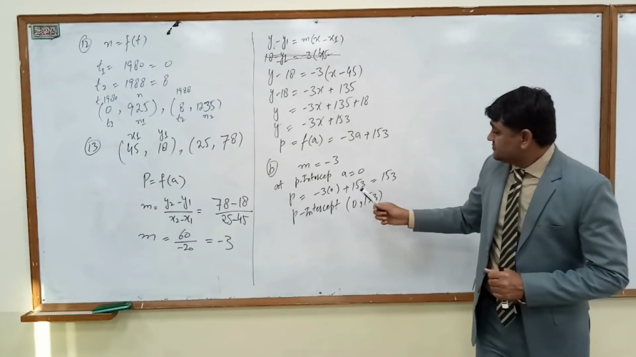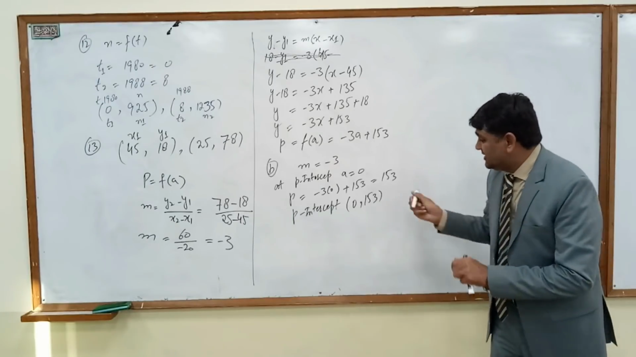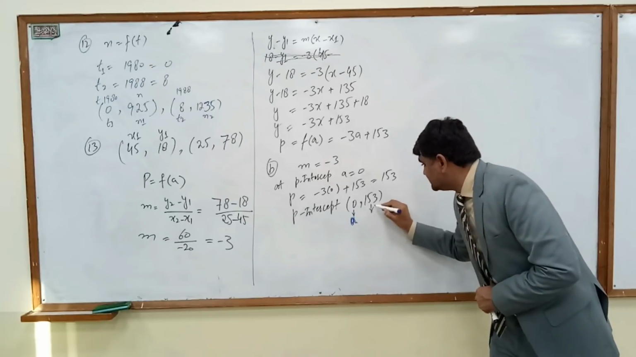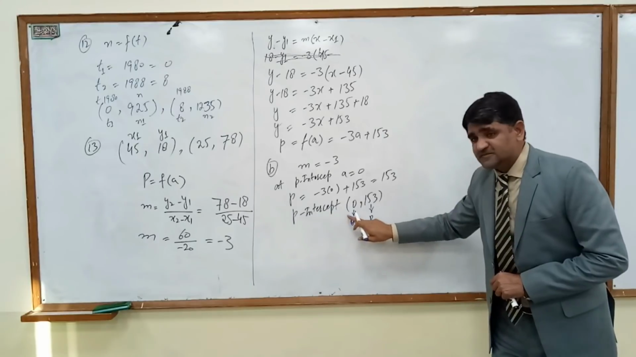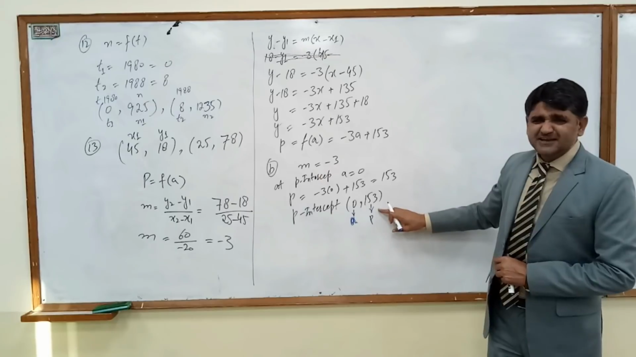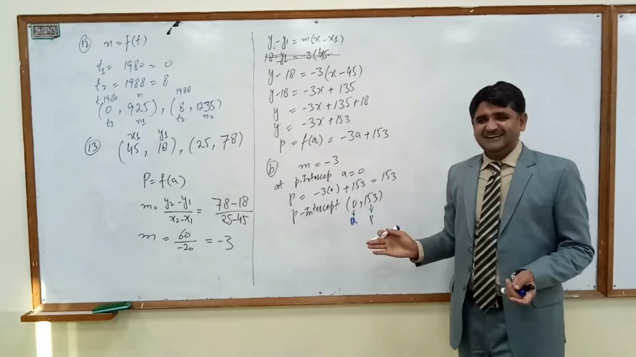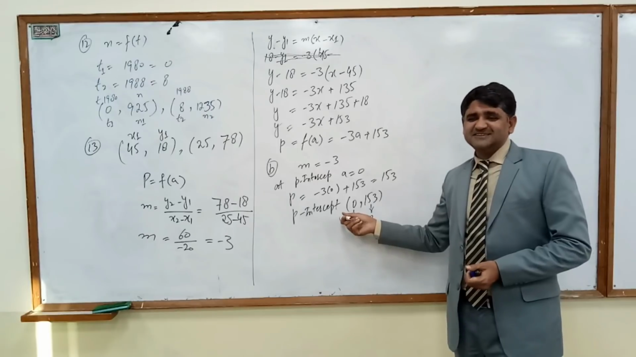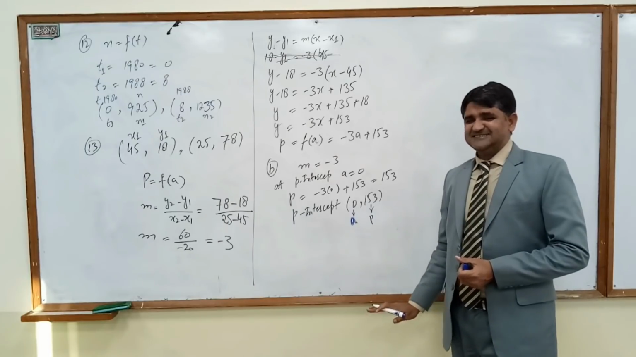So next, we have to interpret the meaning of the p-intercept. What is this? This is a, that is age. What is this? Chances of marriage. When age is 0, then the chances of marriage are 153%. Is it making any sense? A newborn baby has age 0. So it's not making sense. It's unrealistic.